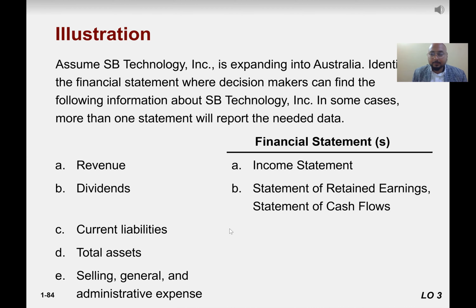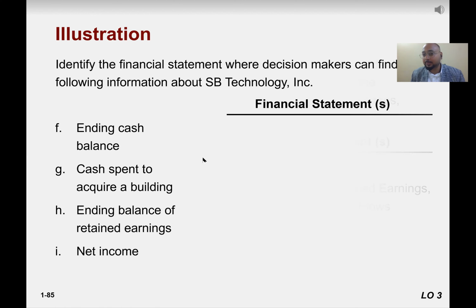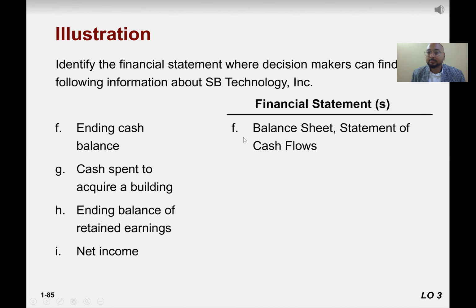So let me pronounce the answer here. Current liabilities you can find out through the balance sheet. Total assets you can find out through the balance sheet. Selling, general and administrative expenses, expenses are always income statement. Ending cash balance you can also find out through the balance sheet and cash flow statement, right? Cash spent to acquire building you can find out through the statement of cash flow, it would be under cash flow from investment, right?